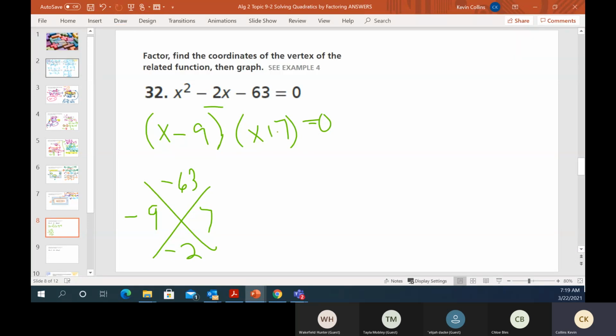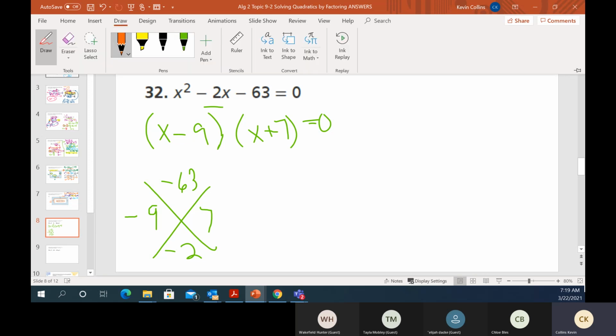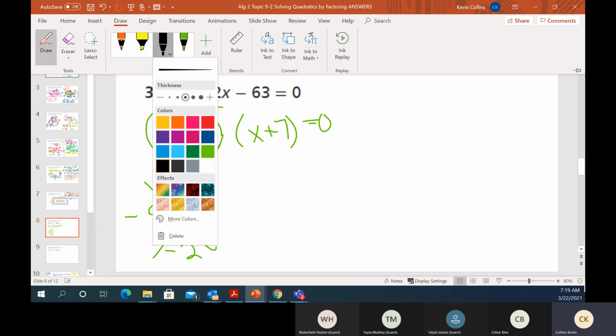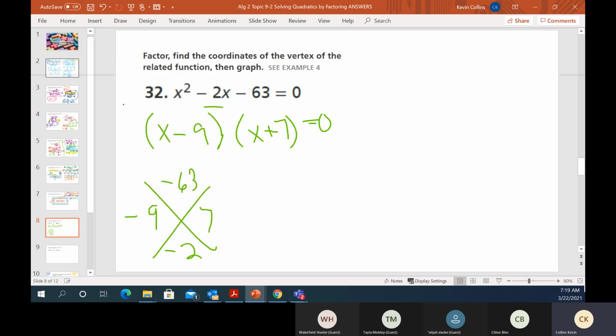All right, so this guy's going to be plus. That's better. Okay, so then what that tells us is this thing is going to equal 0 when x equals 9, because 9 minus 9 is 0, or when x equals -7. So that's the places where it crosses the axis, but they're asking us for the vertex.